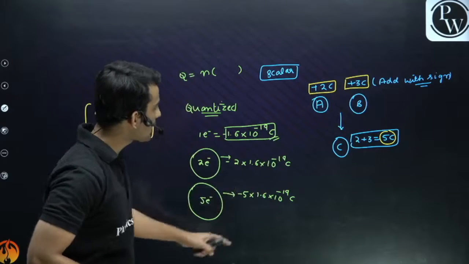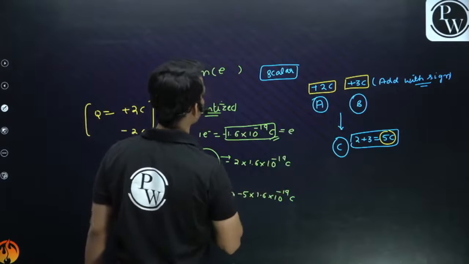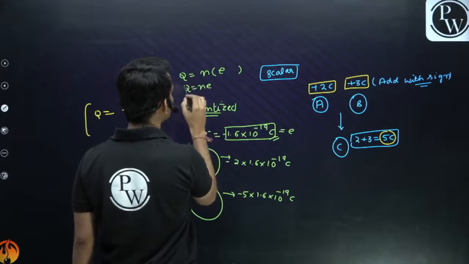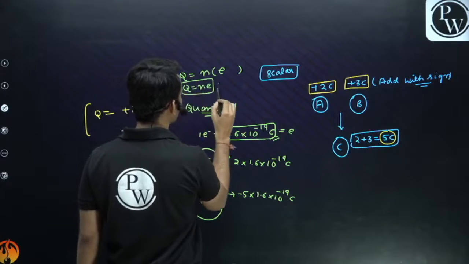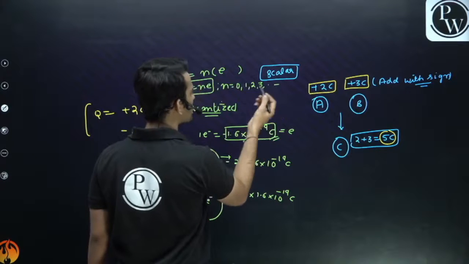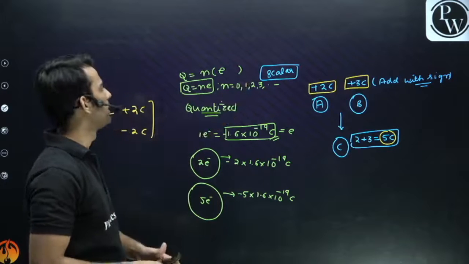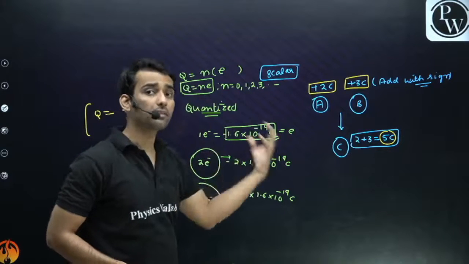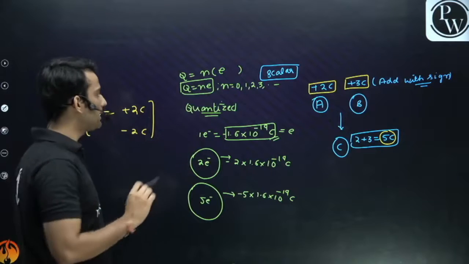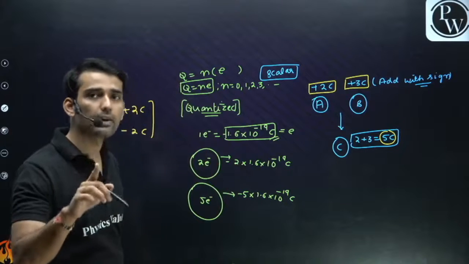The amount of charge on any body is a multiple of e, where e is the charge on a single electron. So guys, from here we can write Q equals n e, where n is 0, 1, 2, 3 and so on. It's an integer, a whole number basically, right? It cannot be negative, it cannot be a fraction. So it means the charge is quantized. Quantized means we can only have certain values of charges.